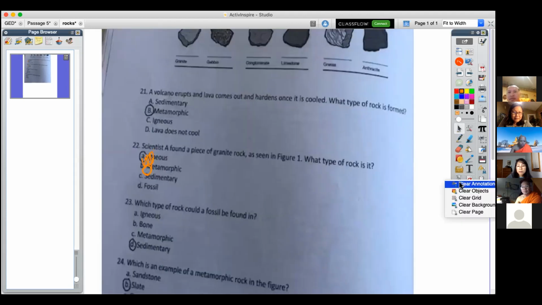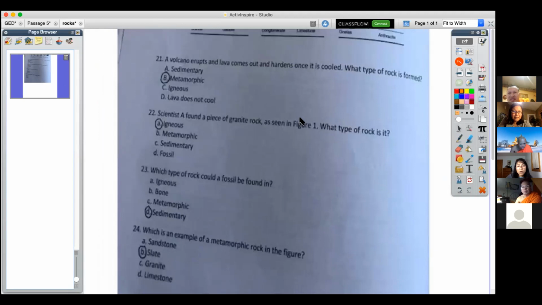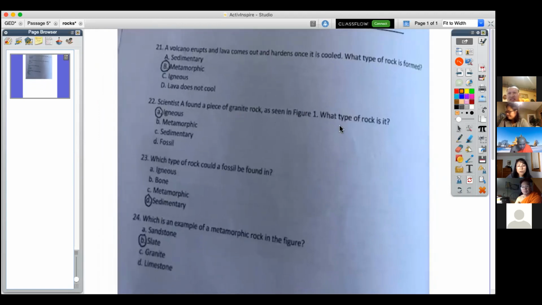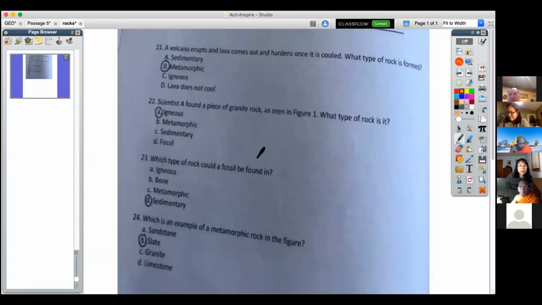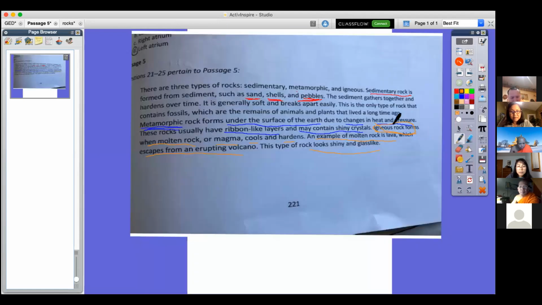Granite rock. Okay. So granite rock. What type of rock is made from granite? Granite is also like a molten rock or magma. That's right. So metamorphic. Igneous. Number A is correct. Igneous, yes. Igneous is correct.